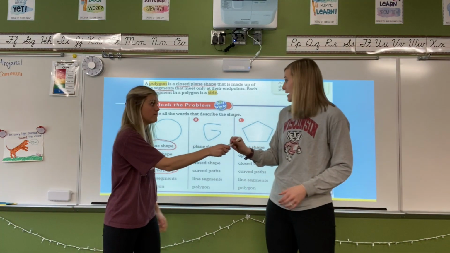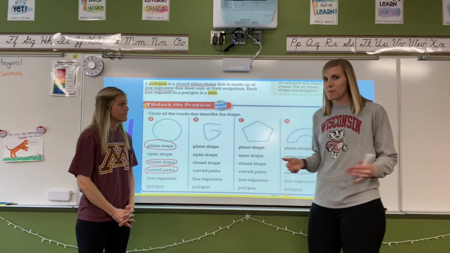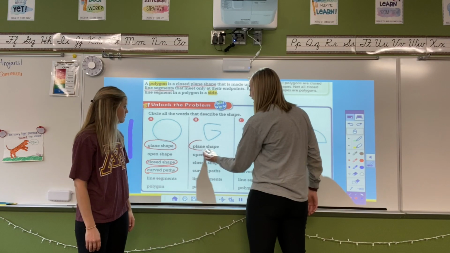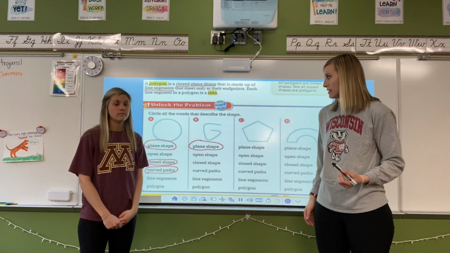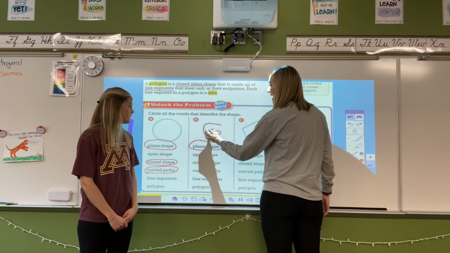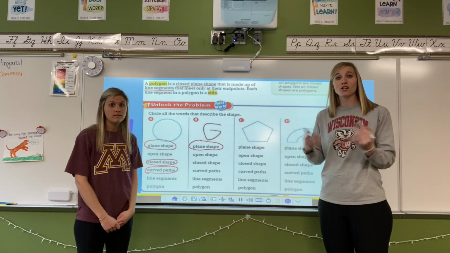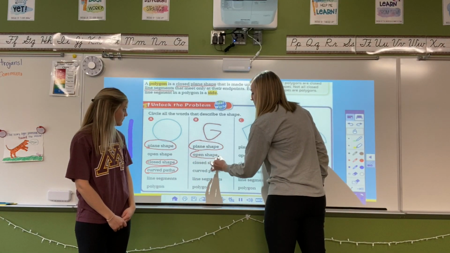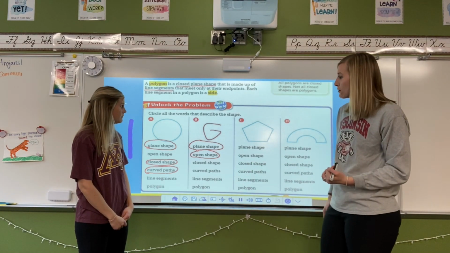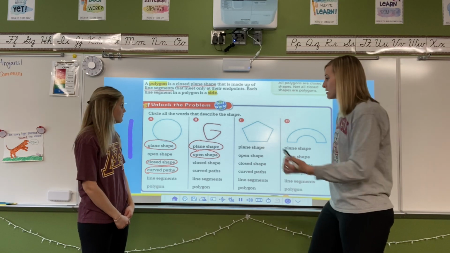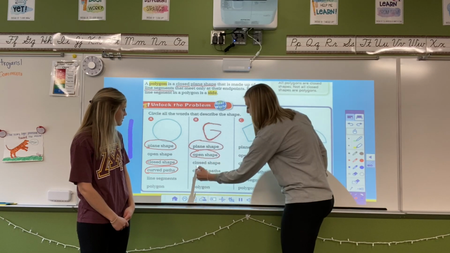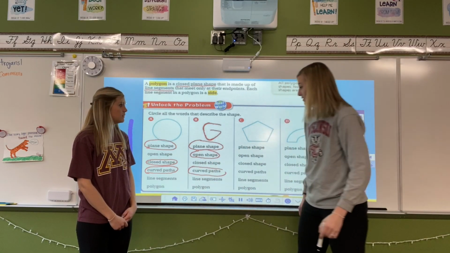All right, you got the next one? I got the next one. So, is this shape a plane shape? Yeah, it's flat. So, it's a plane shape. Is it open? Well, I think so because I start here and then I end at a different spot, meaning it's an open shape. If it's open, I already know it can't be closed. Does it have curved paths? It does. I see a curve kind of right here. I see a curve over here. So yeah, it has curved paths.